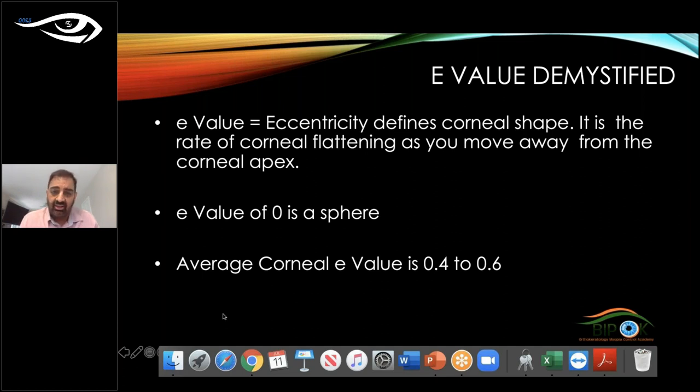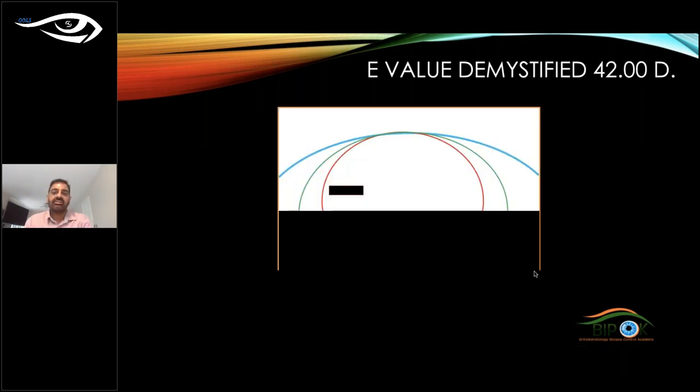Now in my practice, I get a lot of Indian patients. So my average eccentricity value at the moment, I found, is about 0.5 for my Indian patients. Chinese is slightly different, and Caucasian patients are not far from the Indian population. So you can see the curvatures here. If you look at what I mean by this, this is the flattening, what's happening here.